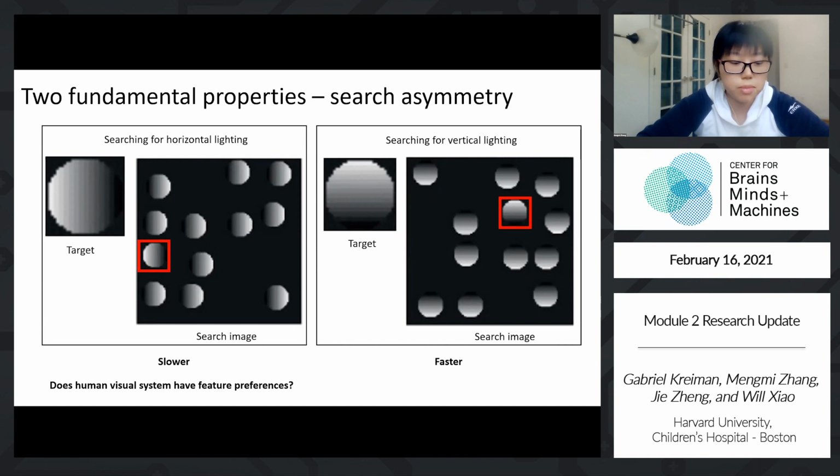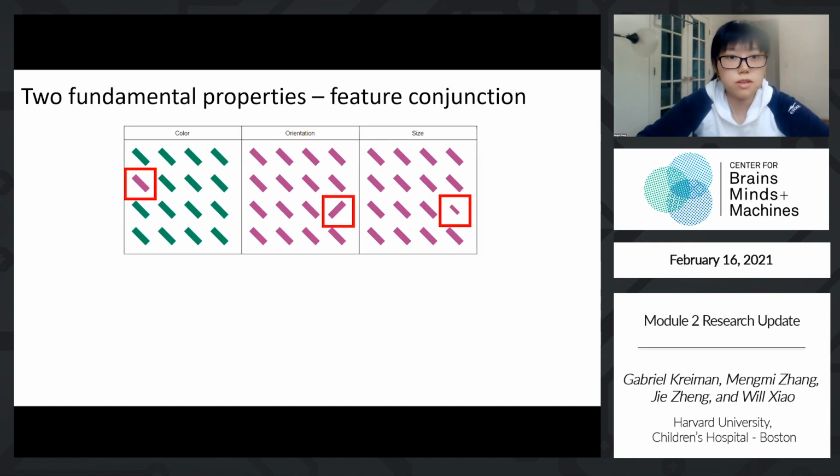And is this simply because the sun is always up in the sky, and therefore we tend to see more target objects in vertical lighting conditions? So this is the second fundamental property in visual search, which is called feature conjunction search.